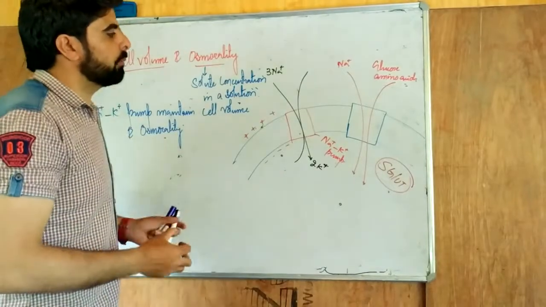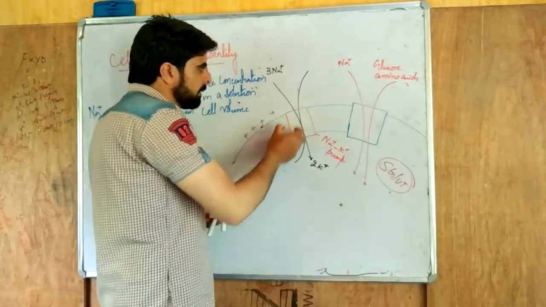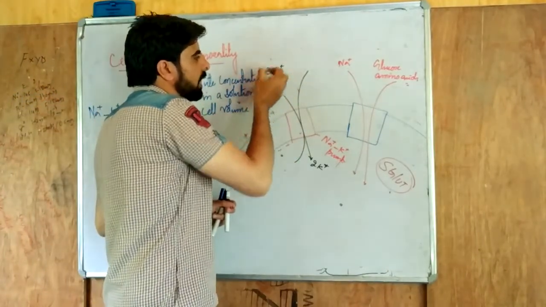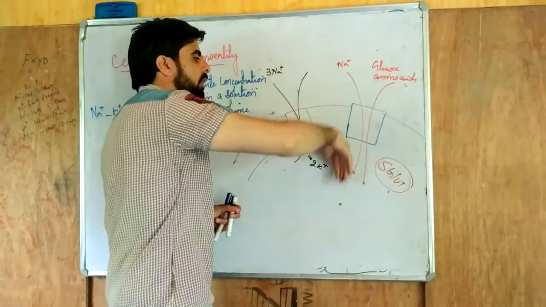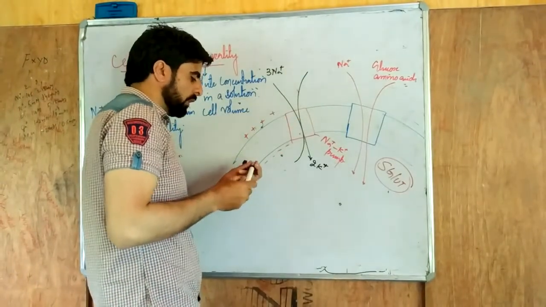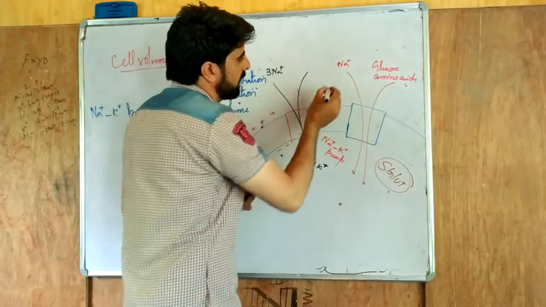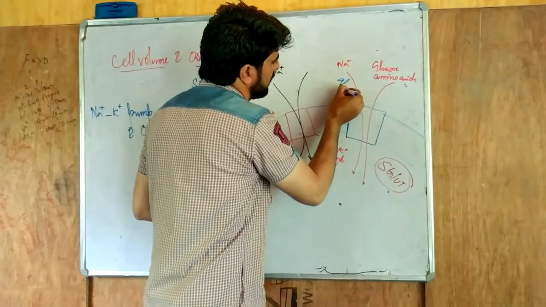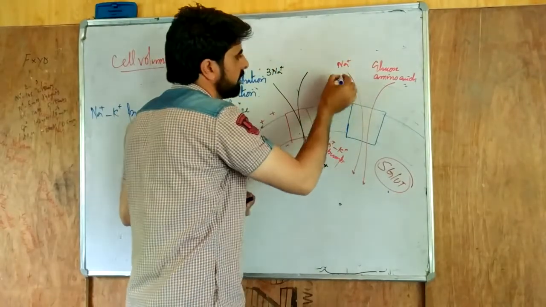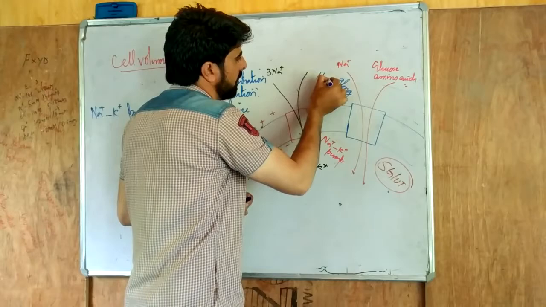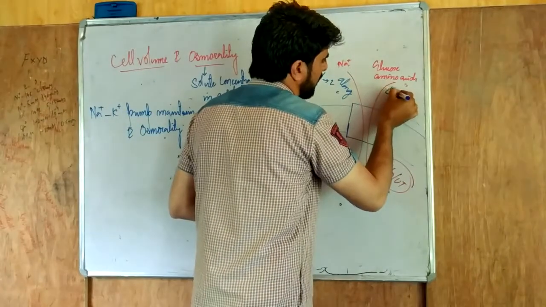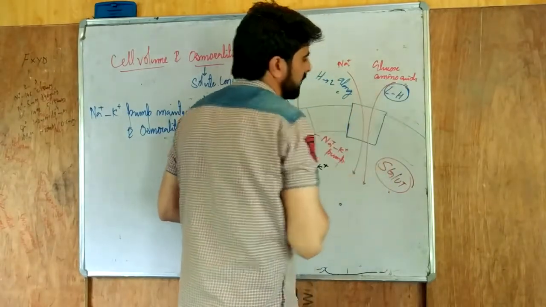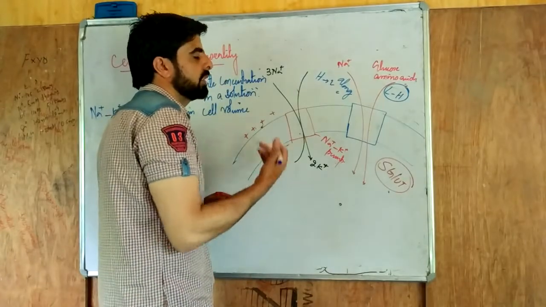Now the most important thing is that the sodium concentration in the extracellular matrix is very high. This sodium comes along the concentration gradient, that is, from higher concentration to lower concentration. But glucose comes from lower concentration to higher concentration, and you have to keep in mind the same for amino acids.